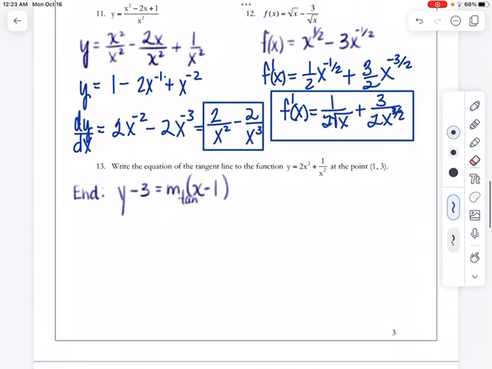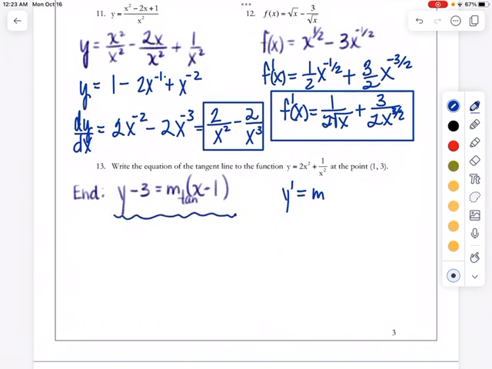Okay, then we have: write the equation of the tangent line to the function y is equal to 2x squared plus 1 over x squared. So the first thing I do is think about beginning with the end in mind. And so I want to get the equation for the line. So I know I want to write the equation of the tangent line to the function at the point (1, 3). So I have the point-slope form for that all set up. And I know that y prime is equal to the slope of the tangent line at that point. That's what I need for y prime, the slope that I'm going to put in there.